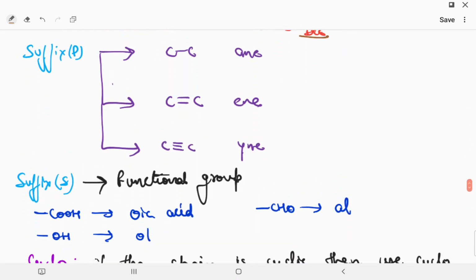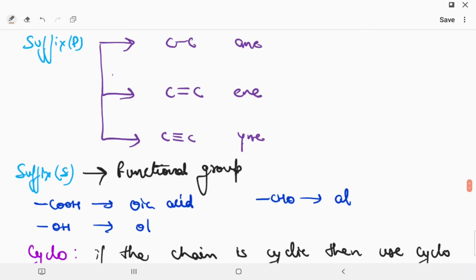Now understand suffix primary. Suffix primary is nothing but this: if the longest carbon chain, which is called the parent chain, has a single bond, we use the suffix primary "-ane". If there is a double bond, we use "-ene". When the longest carbon chain has a triple bond, we use the suffix primary "-ine".